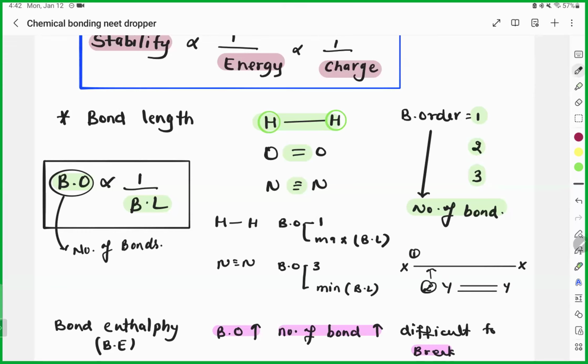It is saying that in a hydrogen single bond, the bond order is 1, and you have maximum bond length. If you take nitrogen triple bond, the bond order is 3, and the bond length will be minimum. So bond length and bond order are exactly opposite to each other.